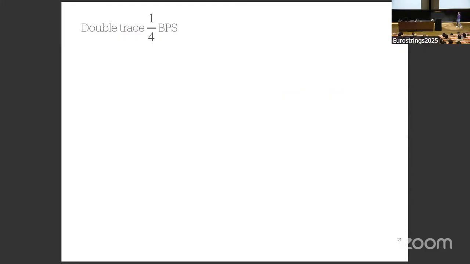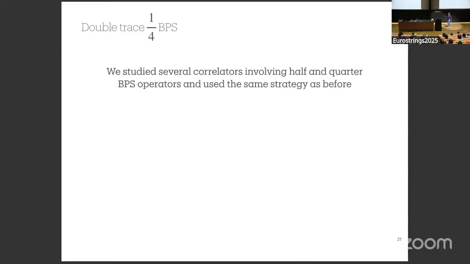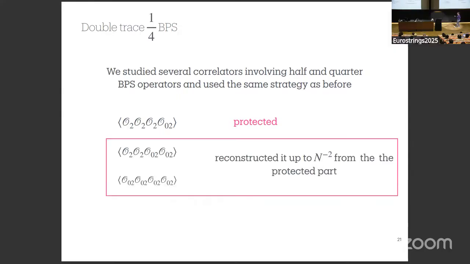Let me just quickly flash what happens for double traces. So what we did for double trace quarter BPS, we essentially studied this kind of correlators, for instance, 3 half BPS operators, single trace, and 1 quarter BPS. And actually, we show that this is protected, meaning that this does not depend on the coupling constant at all. Then we studied these correlators here, so 2 half BPS single trace and 2 double trace, and 4 double traces. We reconstructed completely the protected part up to 1 over N squared.